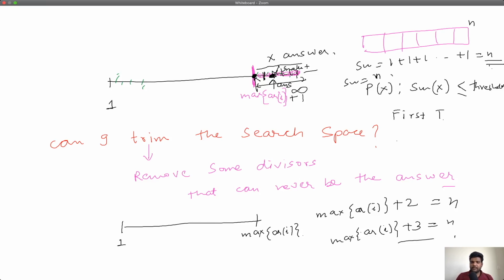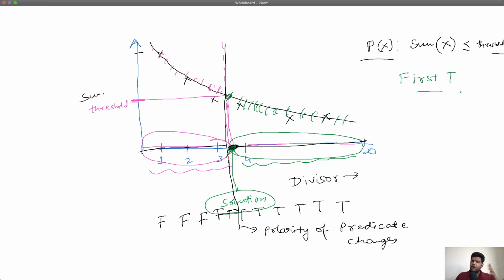Okay, let's summarize what we've seen so far. We were given a question wherein we had to find out the smallest divisor which gives you a sum which is less than or equal to some given threshold. So to find that divisor, I said that my search space is all the divisors from 1 to infinity. And I have to look for the smallest divisor.